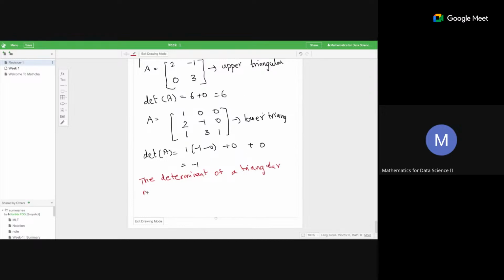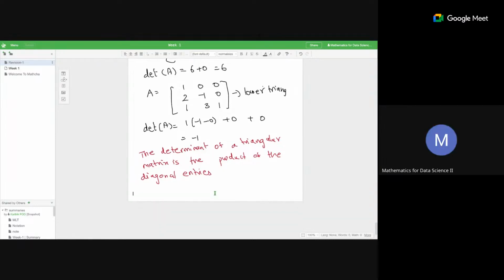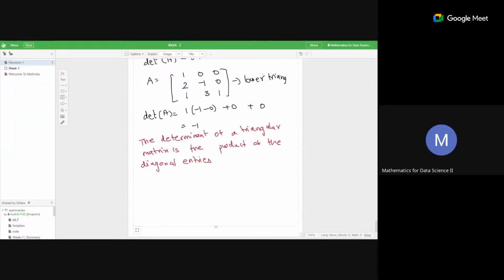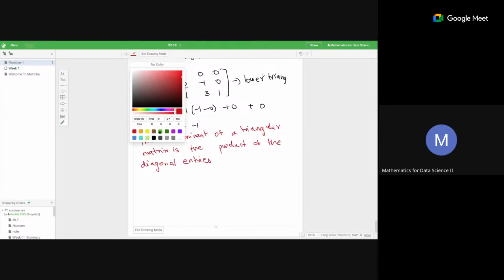of a triangular matrix, whether it is upper or lower, does not matter, is the product of diagonal entries. Now, can you tell me what is the determinant of any diagonal matrix? Product of the diagonal entries, because a diagonal matrix is also a triangular matrix, right? Now, what about the determinant of any identity matrix? 1. Okay, fine.